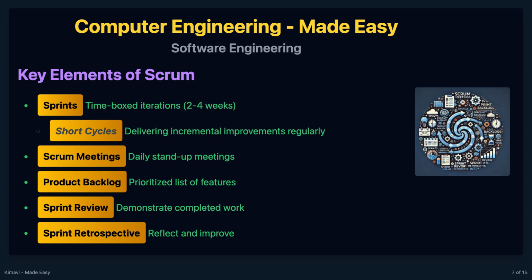The product backlog, a prioritized list of features and requirements. The sprint review, a meeting at the end of each sprint to demonstrate the completed work. And the sprint retrospective, a meeting to reflect on the sprint and identify improvements.